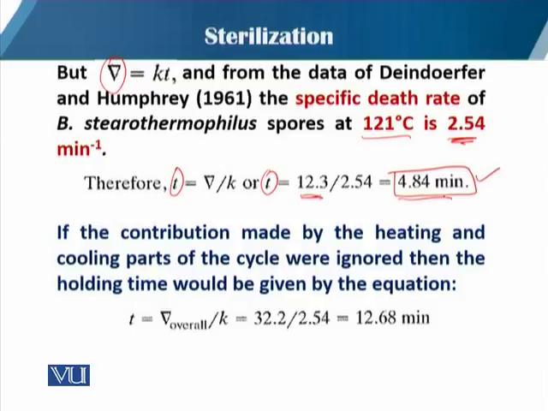If the contribution made by the heating and the cooling part of the cycle were ignored, then the holding time would be given by this equation: t is equal to the overall del factor divided by K. As we know that the overall del factor is 32.2, by this equation we can easily calculate the total holding time of the sterilization. In this case, for the example of Bacillus stereothermophilus, the answer is 12.68 minutes.